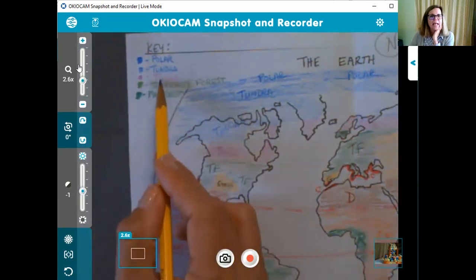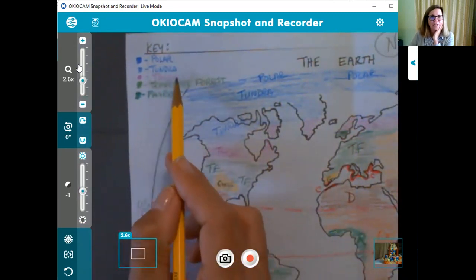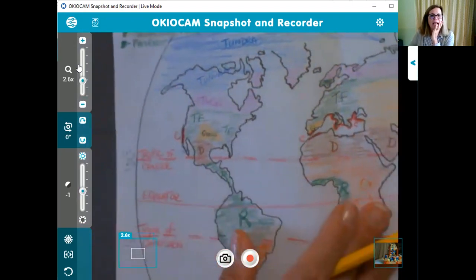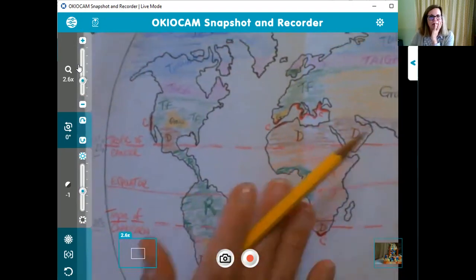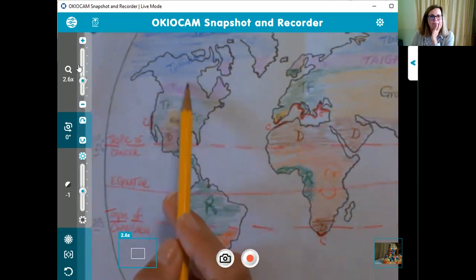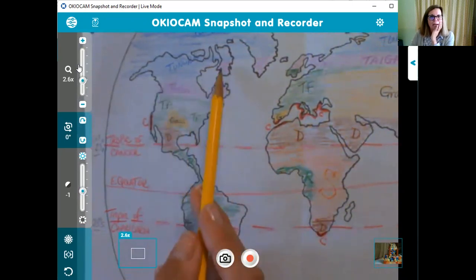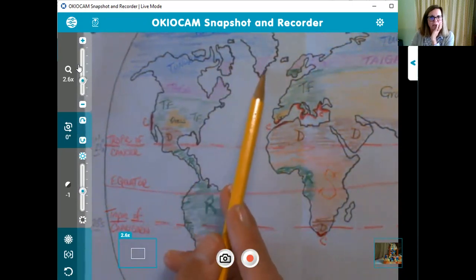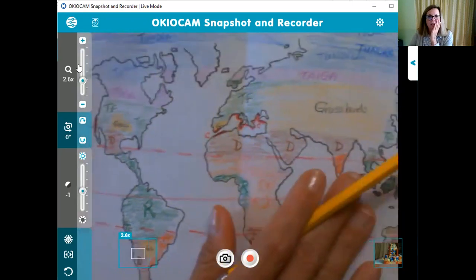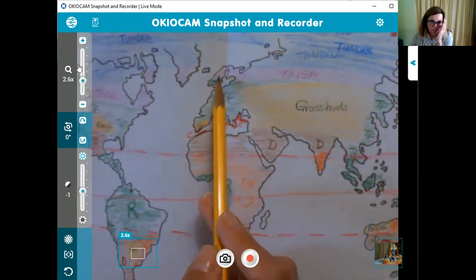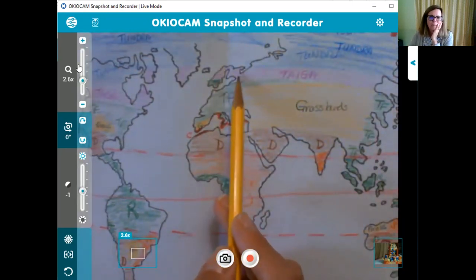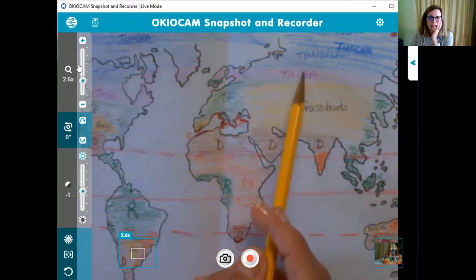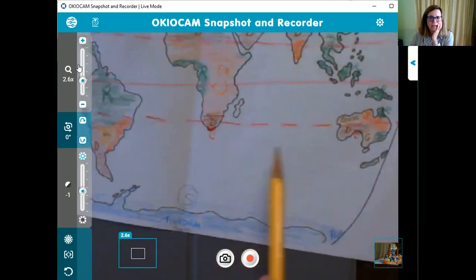The next one is the taiga, T-A-I-G-A, and I did mine in purple, okay? The taiga is located here. So you've got it at the bottom of Canada, bottom of Greenland, bottom of Iceland, and you've got it all over Sweden, Norway, top of Europe, and all over the top of Asia. That's all the taiga. You do not see the taiga in the South Pole.